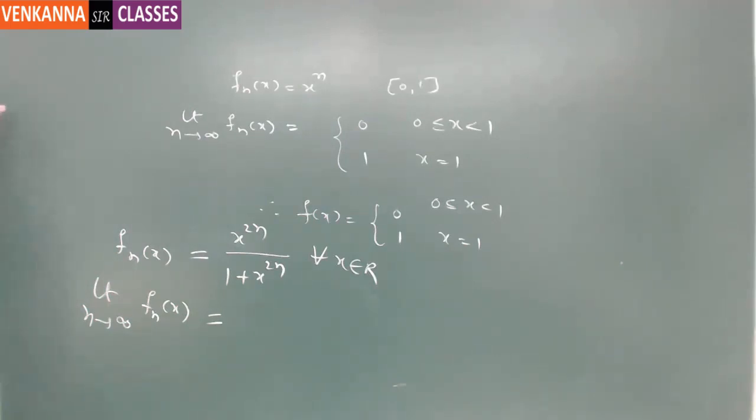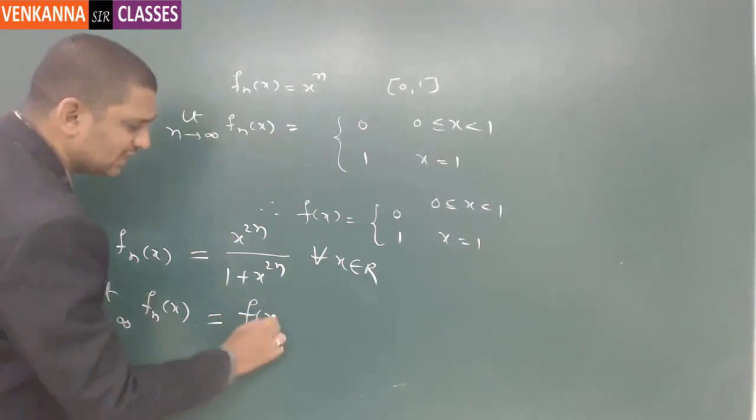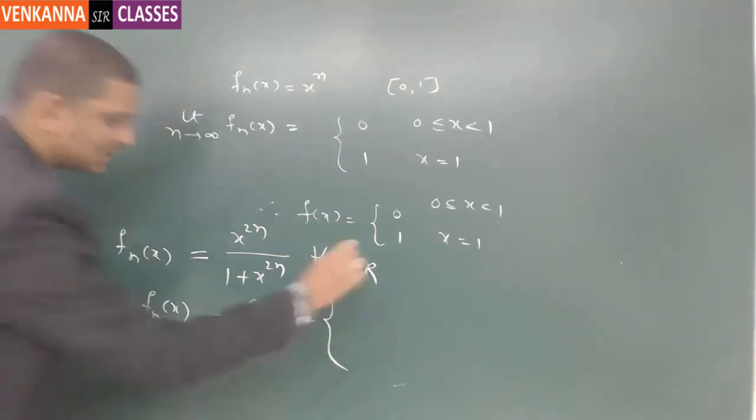Now, since you have taken x as any real number, x can be 0, x can be equal to 1, x can be bigger than 1, x can be less than 1, x can be negative, anything you can take. So, based on this criteria, the limit function is going to come like this. The limit as n tends to infinity of fn of x is the limit function, we say f of x, and f of x will come like this.